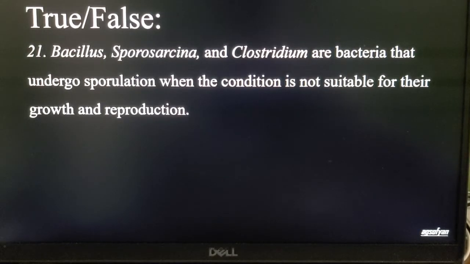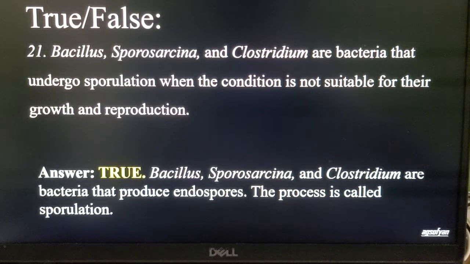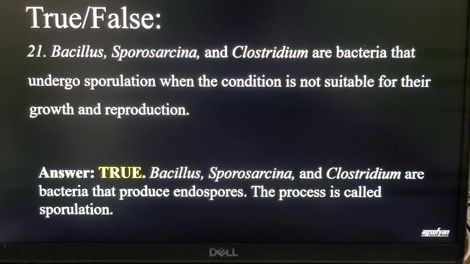Okay, number 21. Bacillus, Sporosarcina, and Clostridium are bacteria that undergo sporulation when the condition is not suitable for them to grow and reproduce. True or false? That's true. I just mentioned to you there are several bacteria. Actually, these three types of bacteria, Bacillus, Sporosarcina, and Clostridium, produce endospore, and that cycle is called the sporulation.